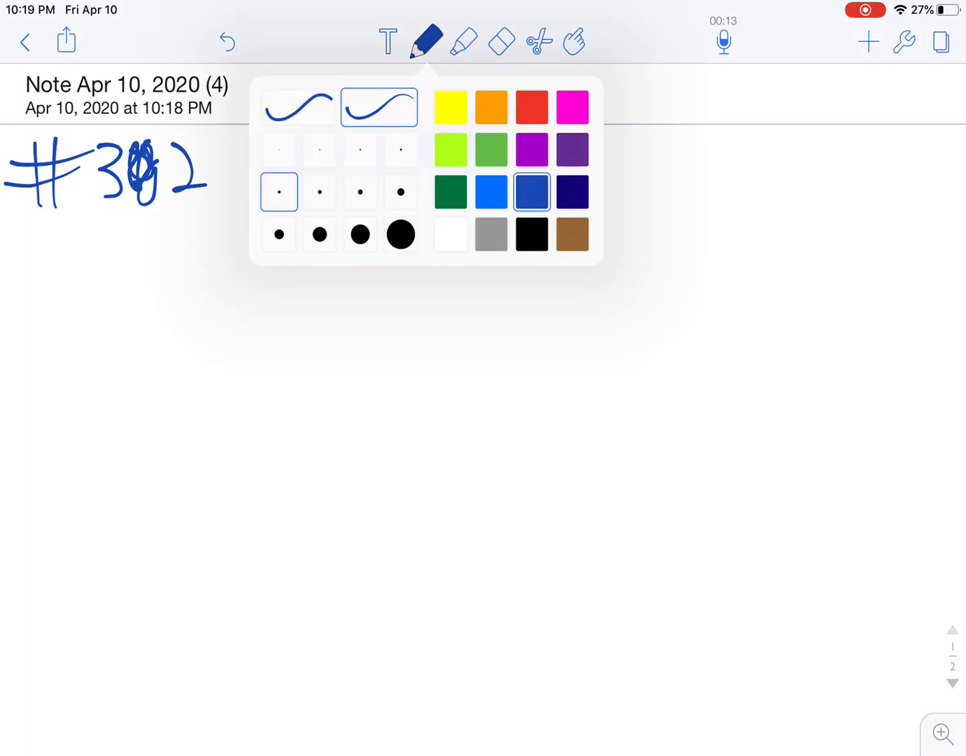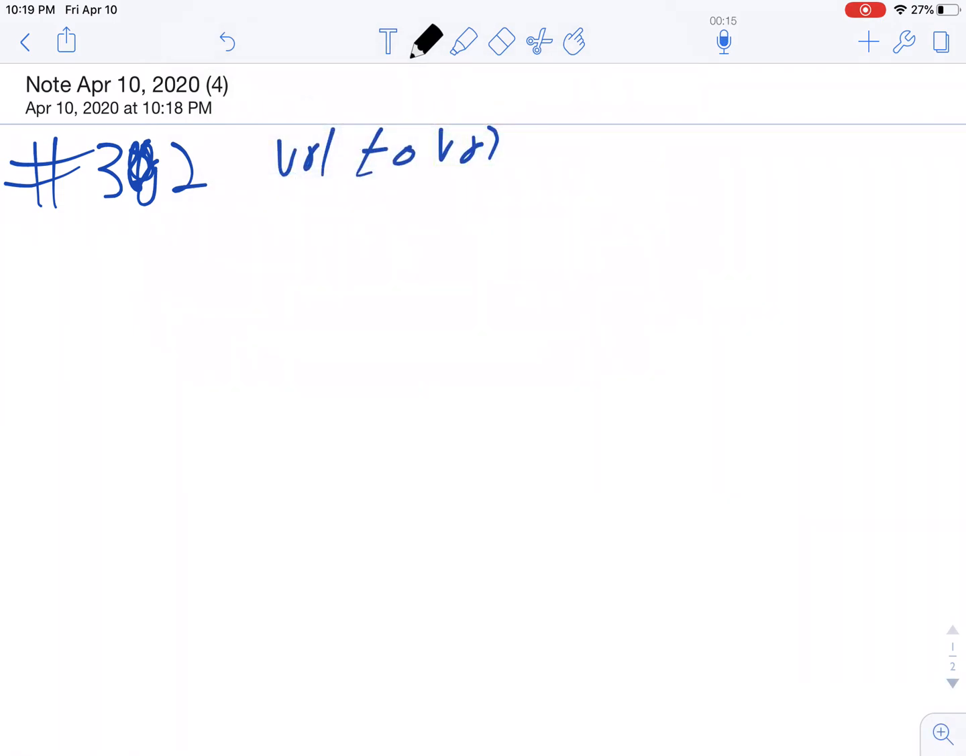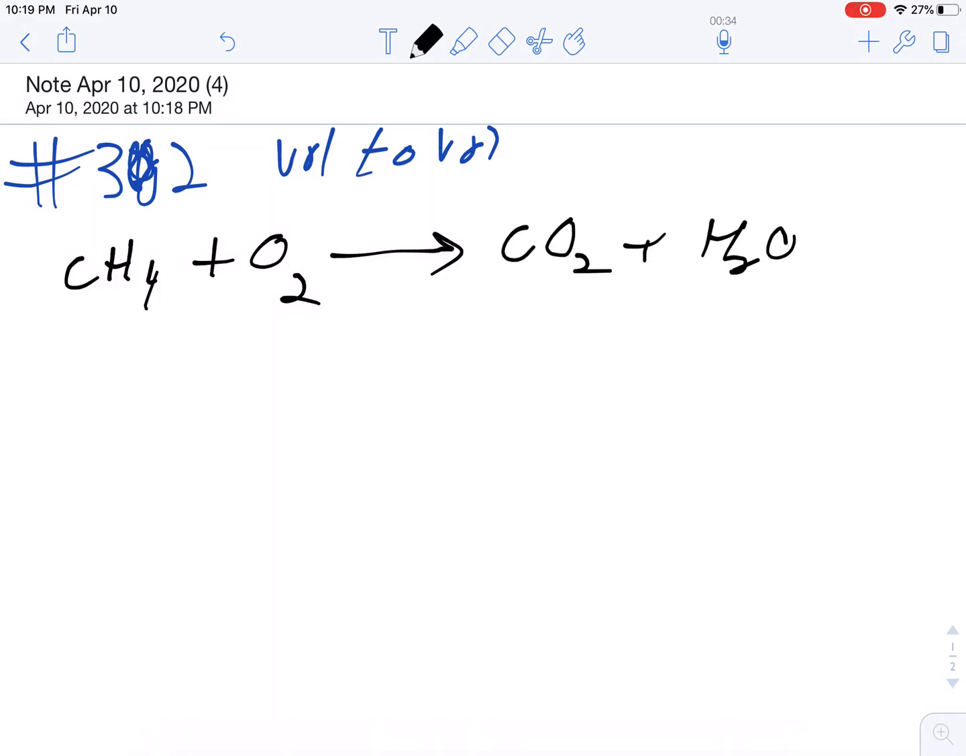Okay, so the next video, the third video, is on page 382, and we're going to cover how to go volume to volume. Here we're going to bring stoichiometry in, and this is how this chapter really differs from chapter 18: now we're going to bring equations or reactions back into it. So I want to combust methane, and when you combust, you're reacting with oxygen, and you always get the same two products out, carbon dioxide and water.